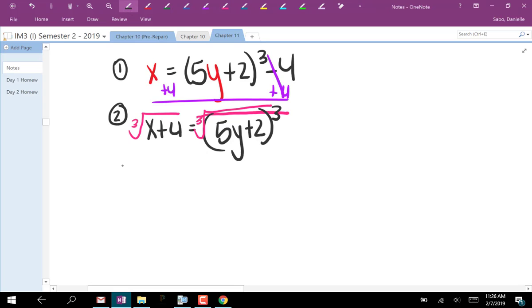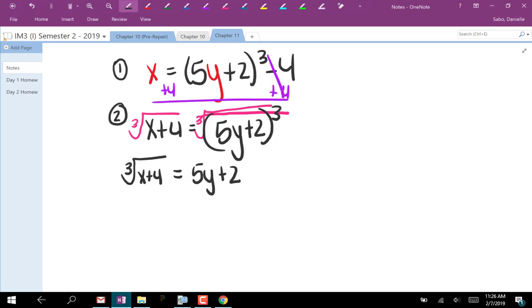So now I just have the cube root of x plus 4, still inside, is equal to 5y plus 2. And now it's going to be a little bit easier. I think that's the hardest step. Because again, we're solving for y. So would I move the 5 or the 2 to the left side?